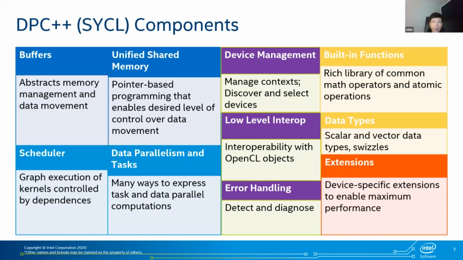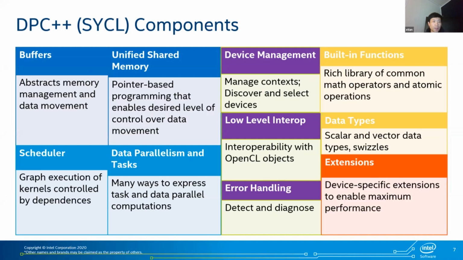All right, let's look at the components of DPC++ and the SYCL language. Basically, they have this buffer. If you use OpenMP, in order to do the data transfer, you need to add the map clause, right? So you can create the device memory corresponding to your host memory and do the computation on the device.